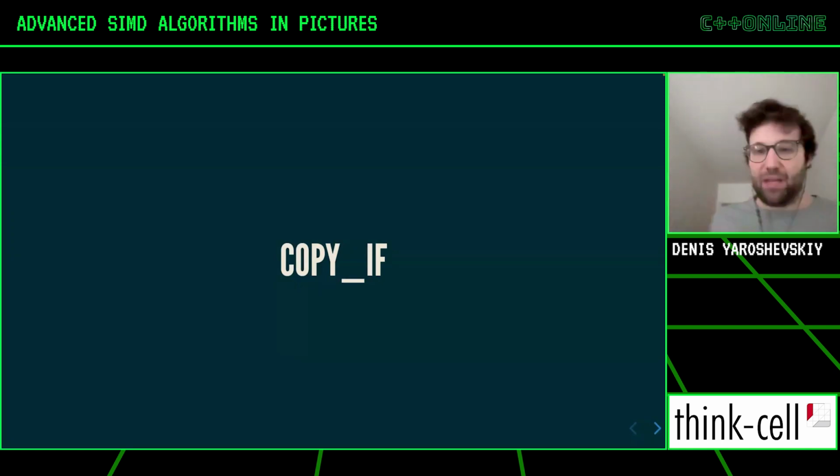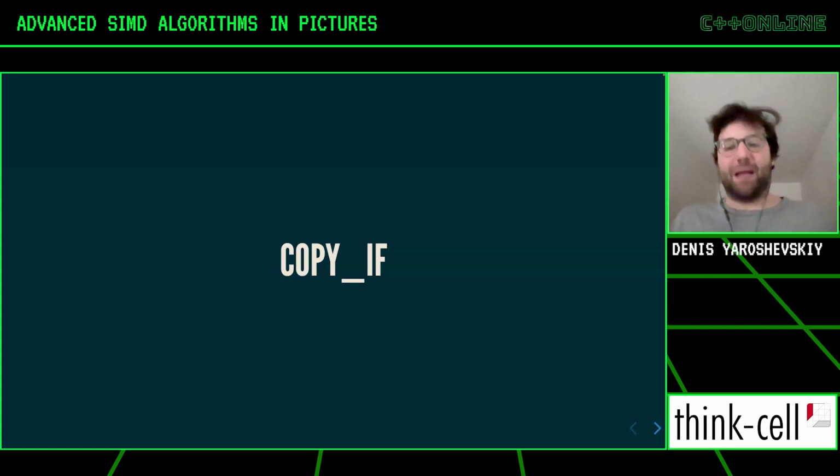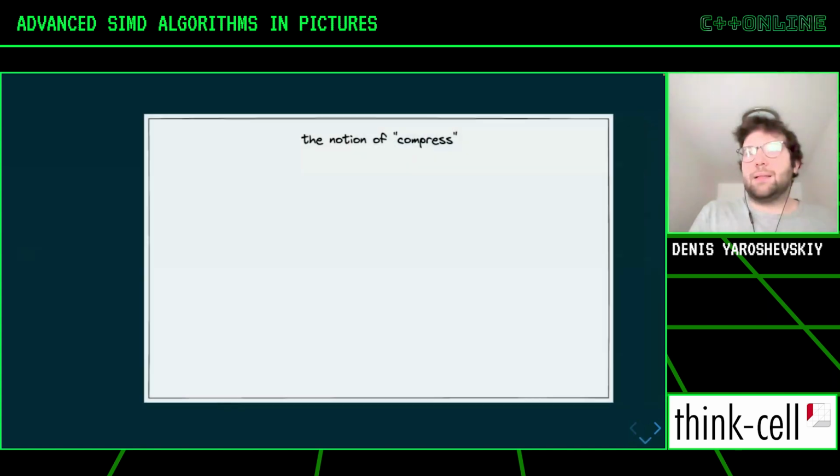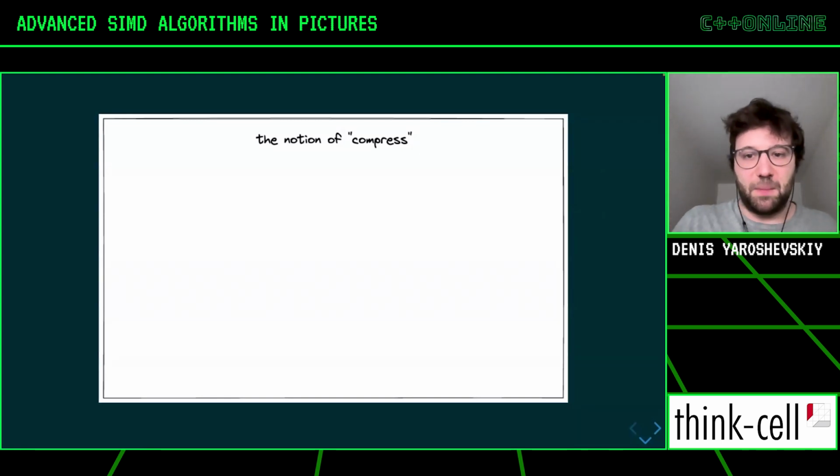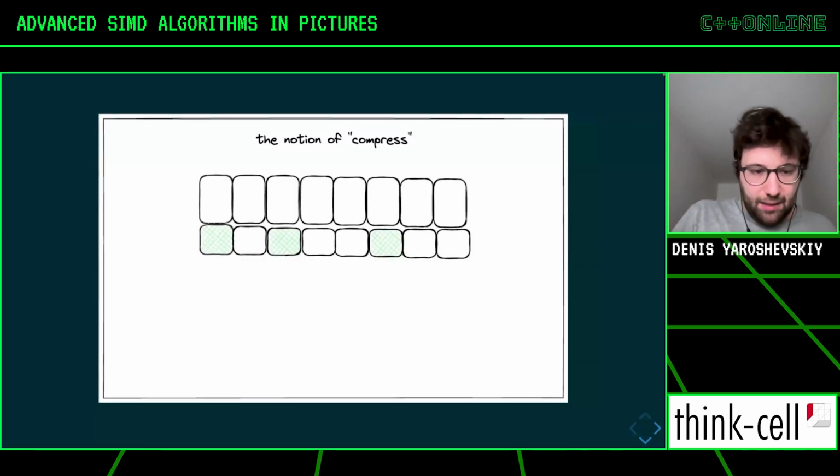So let's talk about copy if. When I first started, I was surprised you can do copy if, because copy makes sense. Copy is easy: you take a big register, you load it, you store it. That's it. But how do you do copy if? Let me introduce you to the notion of compress in SIMD programming.